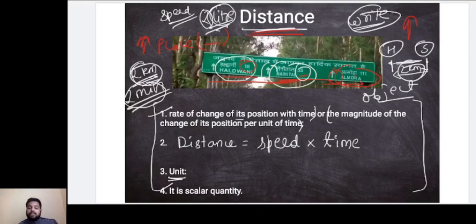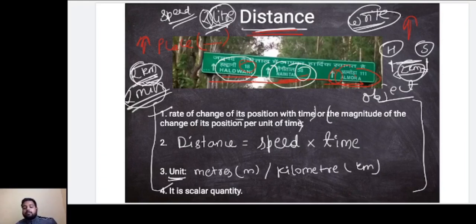So the SI unit of distance is meters. I'll write it in full form, and we represent it as m. So just write it as m. Over long distances we also sometimes use kilometers. So the unit of distance can also be kilometer, represented as km, as written over here.